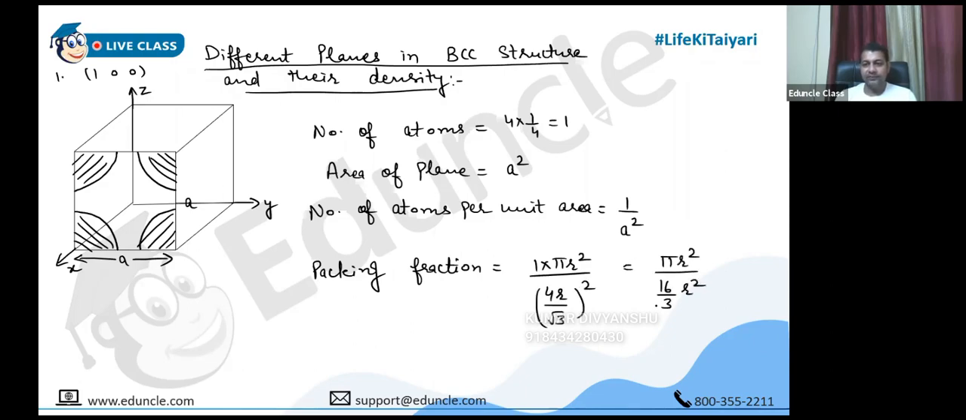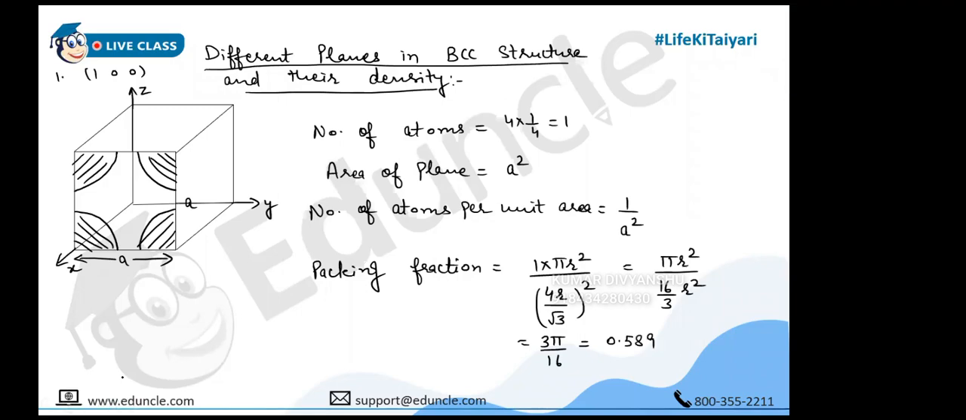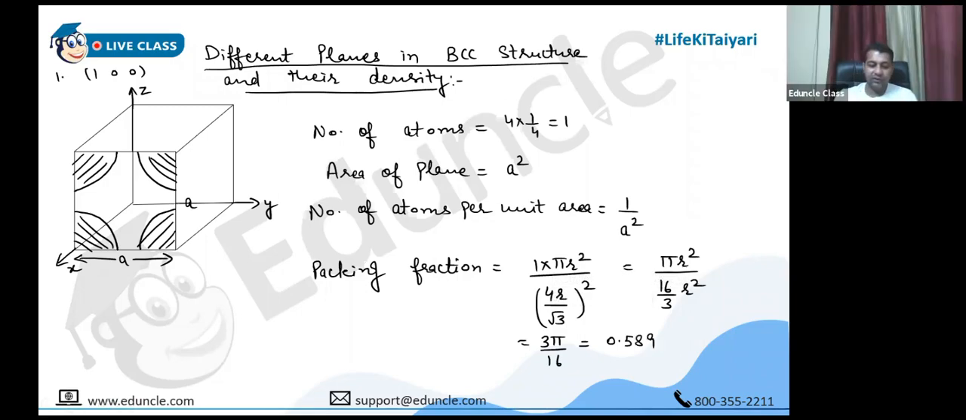16 by 3 r square. So r square will get cancelled. It is 3 pi by 16. Please get me this value. Okay, 0.589. Just because that A value is different, this is coming out to be different. Otherwise, the rest of everything is same, just like simple cubic. Clear?